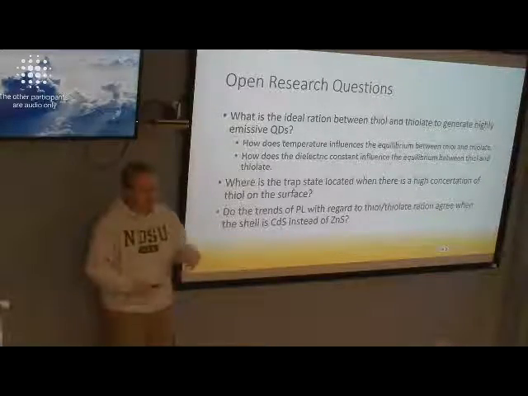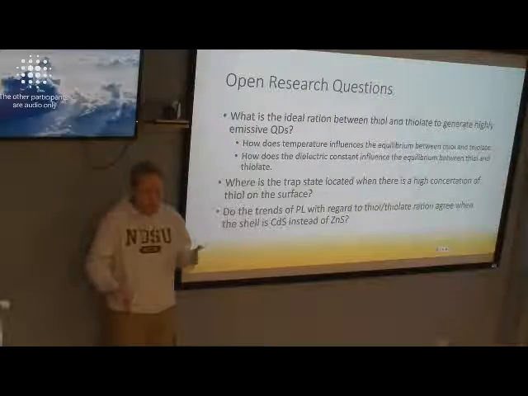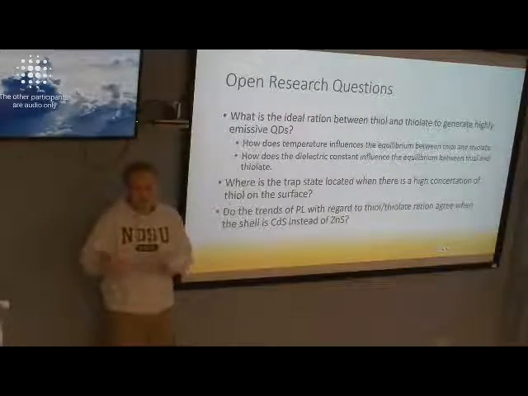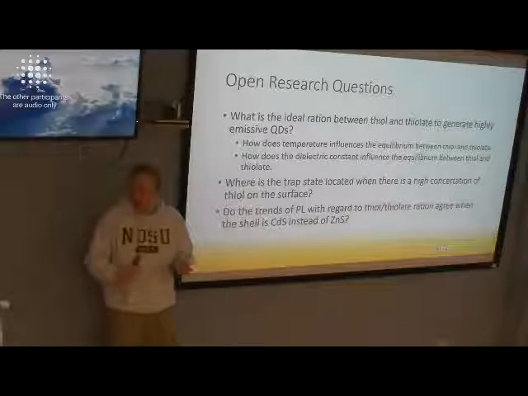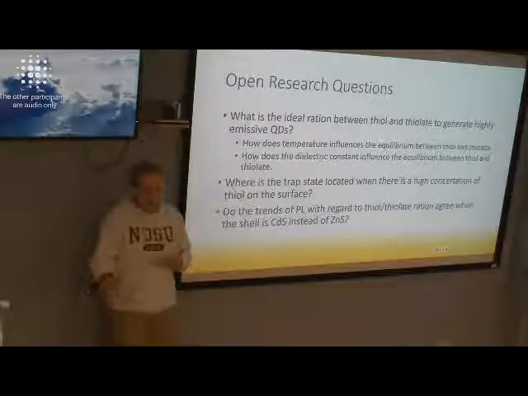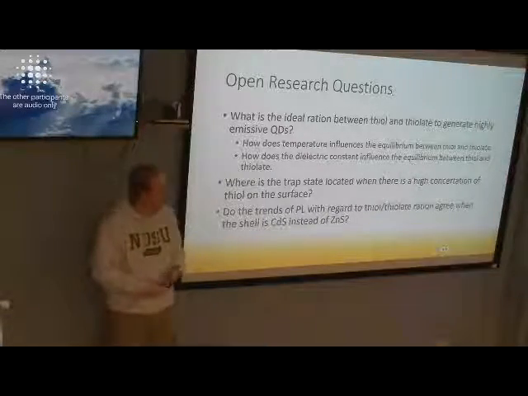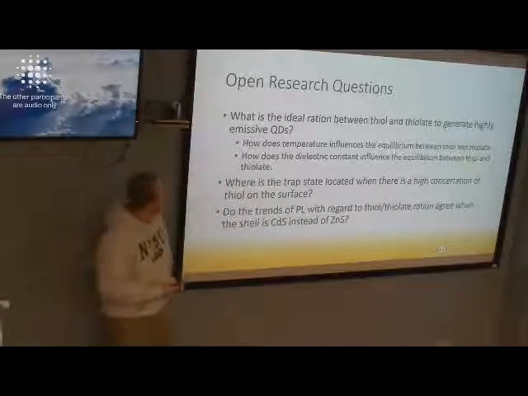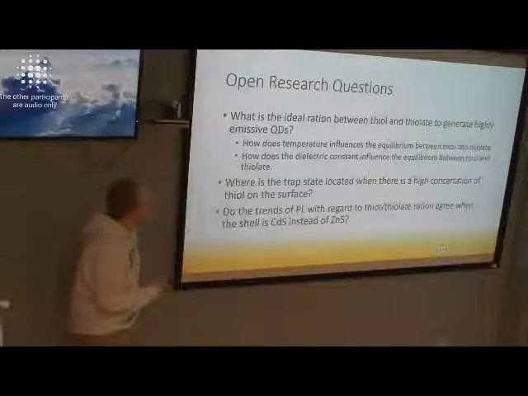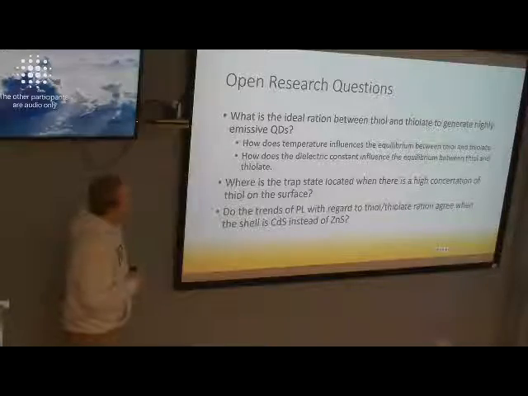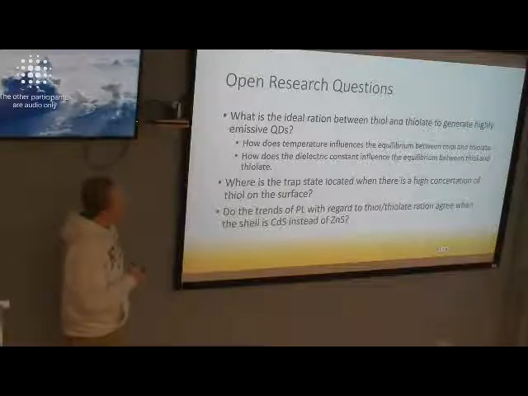So if we say, oh, we need a 1-to-1 ratio, then they could make quantum dots that are enriched with one ion or another, and then one will preferentially bind to different sites on the surface, and then we might be able to reach this ratio between the thiol and thiolate. Does temperature influence the equilibrium between the thiol and thiolate?